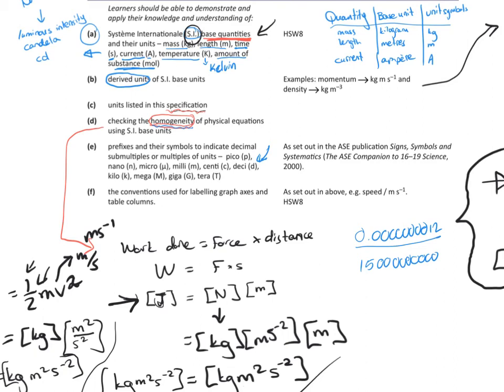So let's start with the actual ones that you do have to know for the course. As you can see, it says that you have to apply knowledge and understanding of prefixes and their symbols to indicate the decimal submultiples or multiples. Submultiples are the ones that make the number smaller, and multiples are the ones that make the units bigger. You know the most common ones. So when we talk about centimeters or millimeters, the unit is the meters. The unit prefix is the centi in the centimeters, so centi is the prefix, meters is the unit. That's why they call them prefixes.